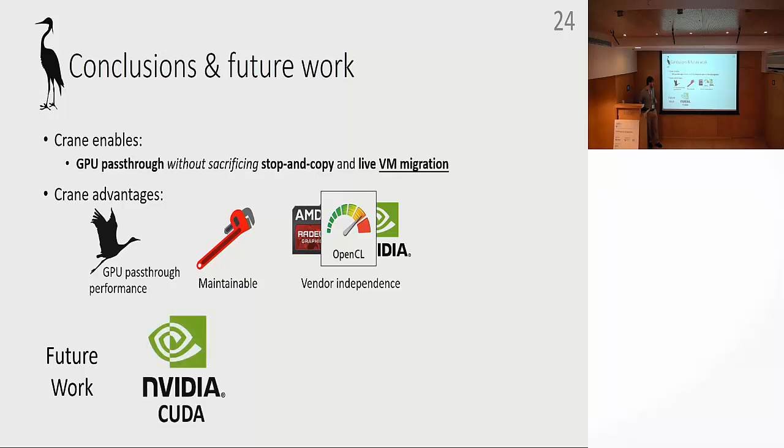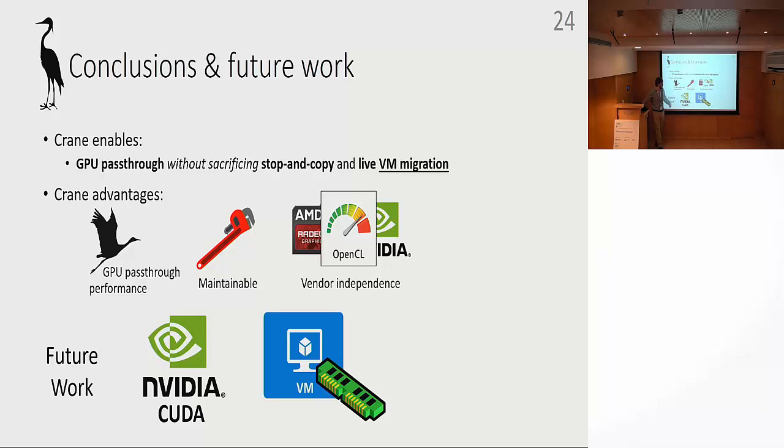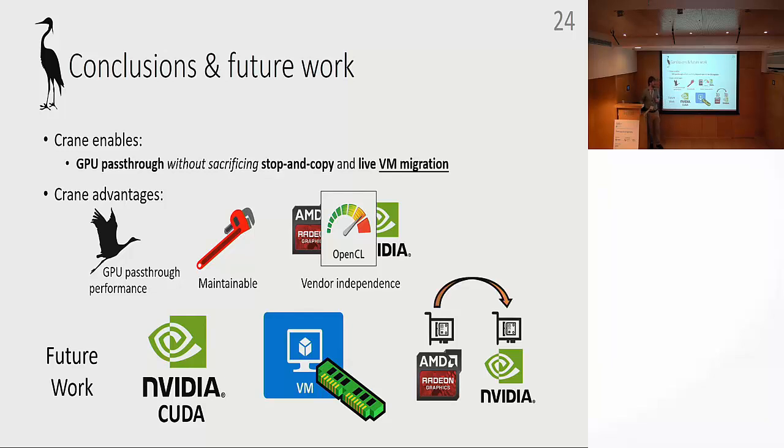For future work, we'd like to extend this to CUDA. We'd also like to optimize live migration performance using inter-VM communication mechanisms. Also, since our approach for virtualization is at the API level, you can use this to extract GPU state on one GPU model and re-inject it on a separate GPU model. So this might be interesting for performing GPU reallocation in a cloud environment.